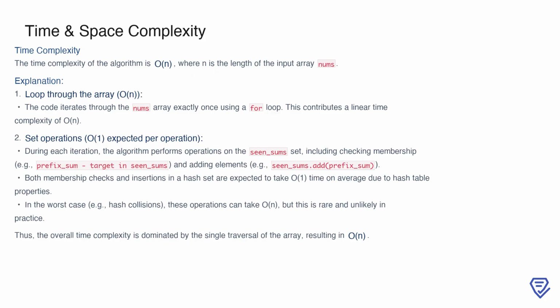Additionally, the set operations performed during each iteration, such as checking for membership and adding elements, are expected to take constant time, O(1), on average, due to the properties of hash tables. While hash collisions could theoretically result in these operations taking O(n) in the worst case, this is highly unlikely in practice and does not significantly impact the analysis. Therefore, the overall time complexity is determined by the single traversal of the array, making it O(n).